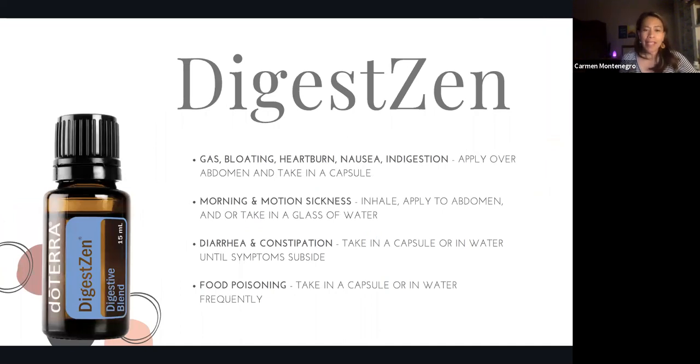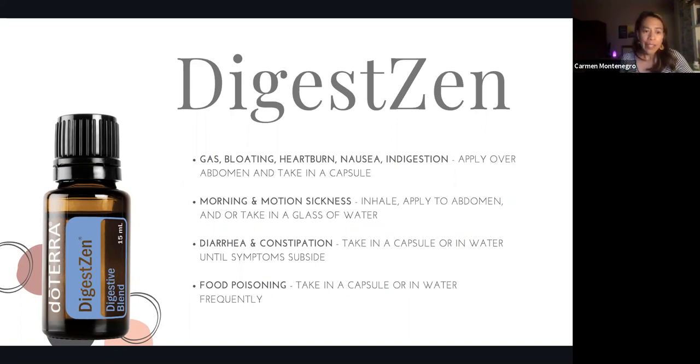Then Digestion. Man, Digestion is the oil. I will not leave the house without it, because it is very good for our heartburn, nausea, indigestion, bloating, gas, also good for morning sickness, diarrhea, constipation, and food poisoning. You can use this one by inhaling it. You can use this one also topically. Topically, you can put it on your stomach if you have heartburn, or you can put a couple of drops in your drink to drink it.